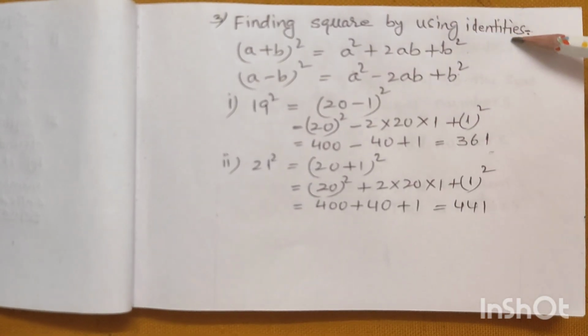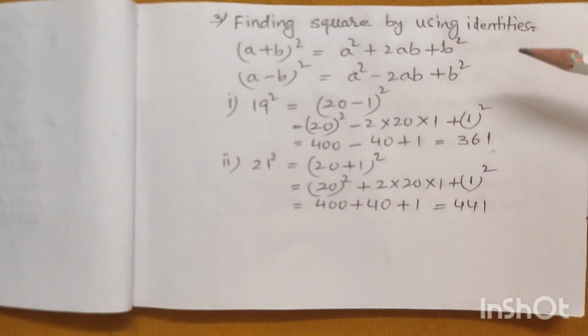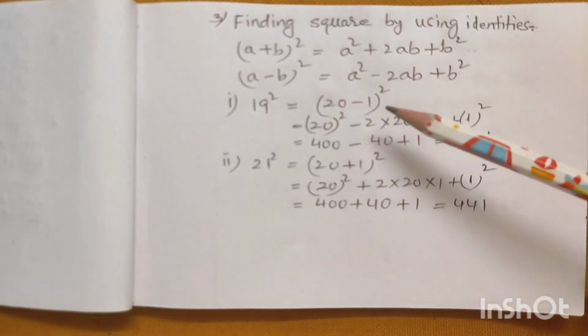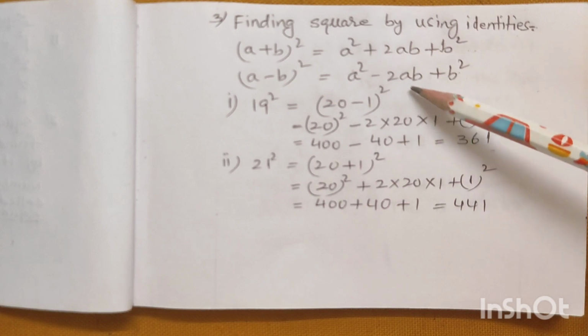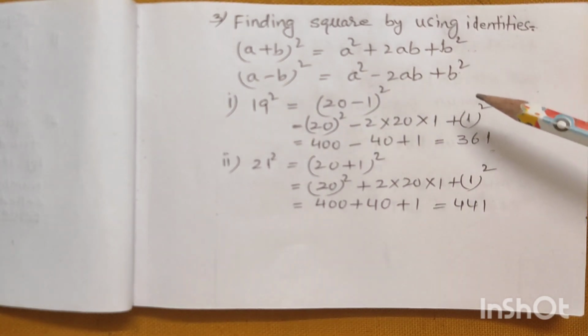Finding square by using identities. This: a plus b whole square equals a square plus 2ab plus b square. Similarly, a minus b whole square equals a square minus 2ab plus b square. These are very well known algebraic identities.